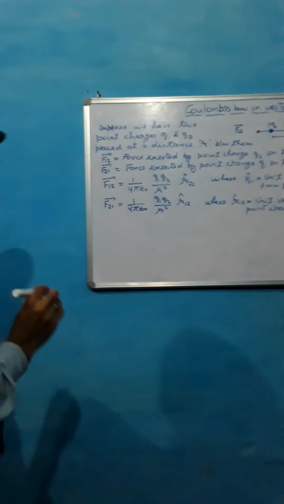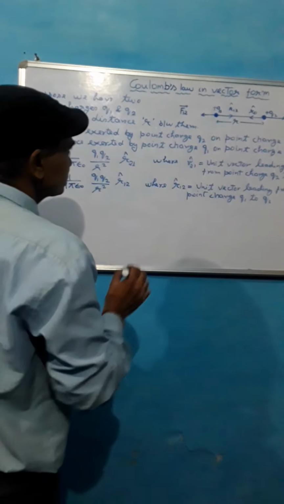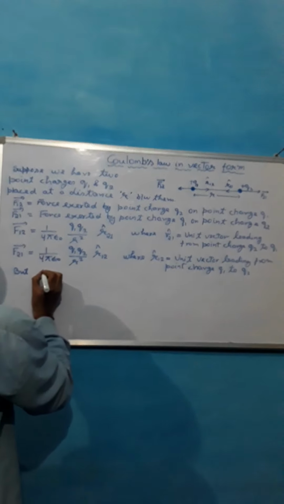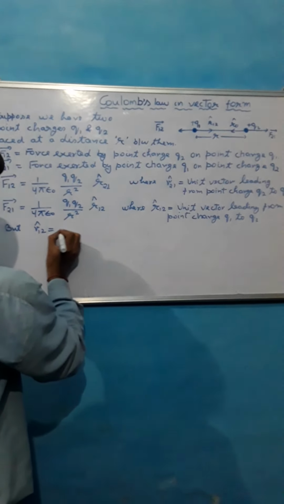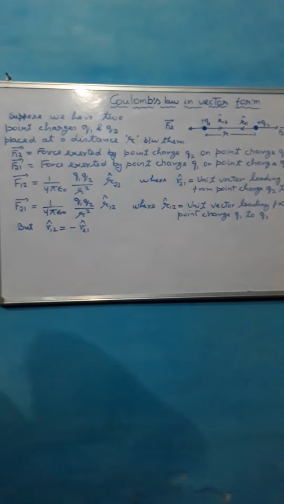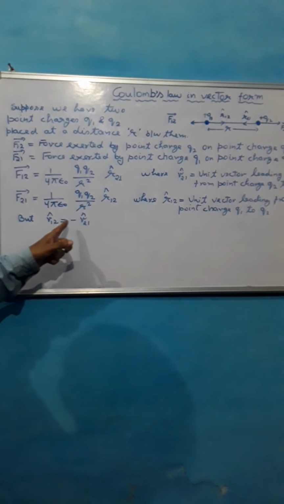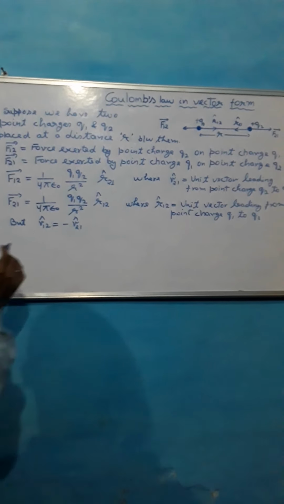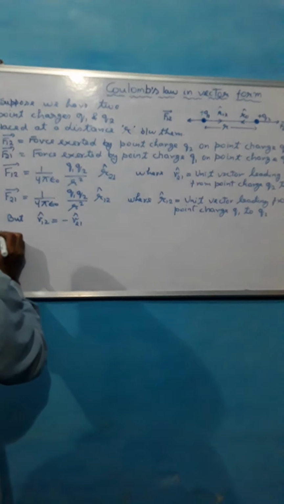But according to vectors, in 11th class you have studied these two vectors you can write down, but from the diagram R12 cap is equal to minus R21 cap. Actually their directions are reversed, but the magnitude is unit. That's why I can write R12 cap is equal to minus R21 cap. So I am going to put the value of R12 in F21, and let's see what result I am going to get.